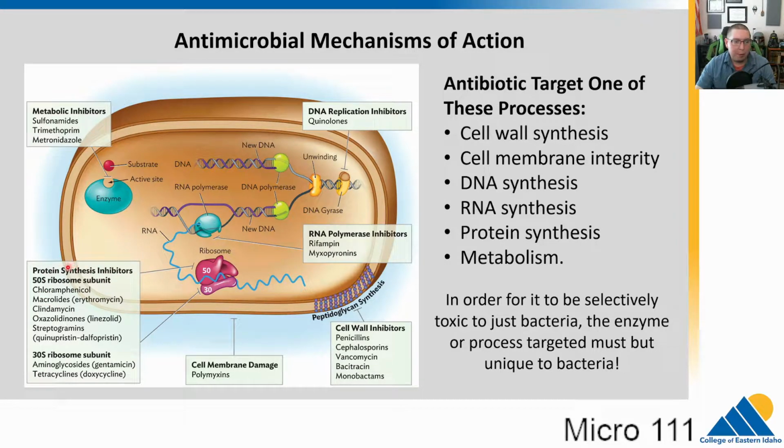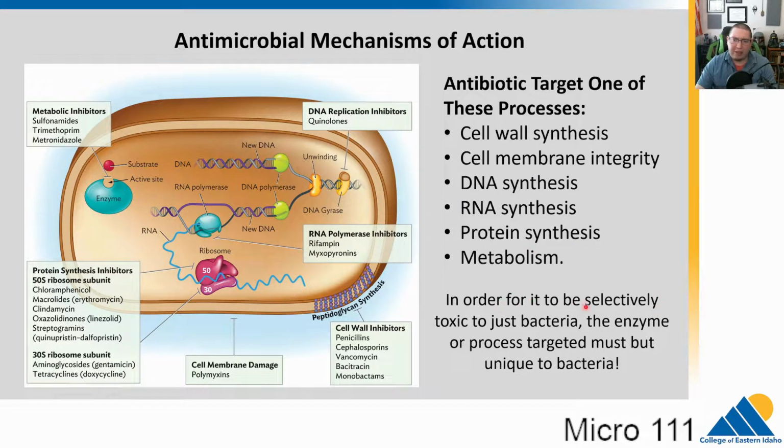Protein synthesis inhibitors that might target the different ribosomal subunits. Remember, bacterial ribosomes are different from our own, so we can target them. Things like chloramphenicol. Enzymes, metabolic inhibitors, and then DNA replication inhibitors, RNA polymerase inhibitors, inhibiting transcription. So we have these different processes that are key to life that we target because they are in some way different than what goes on in eukaryotes.